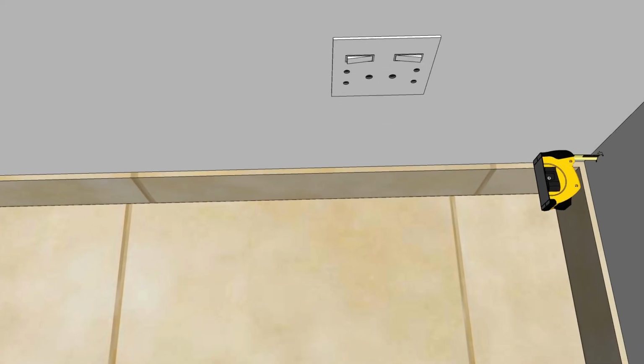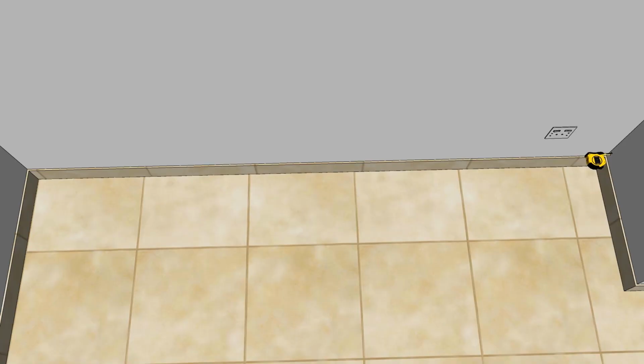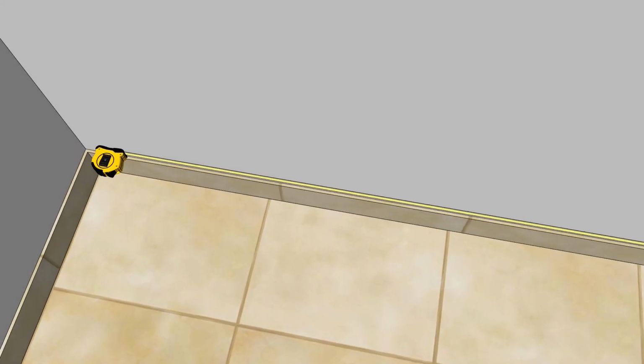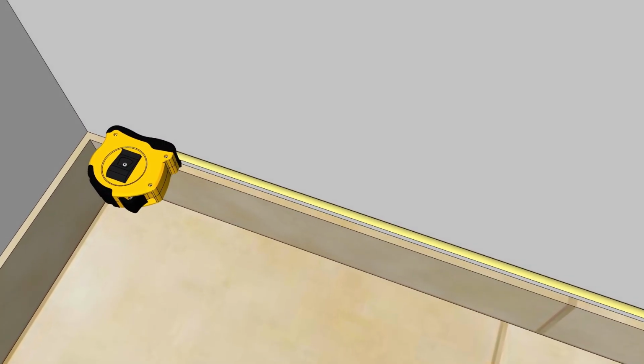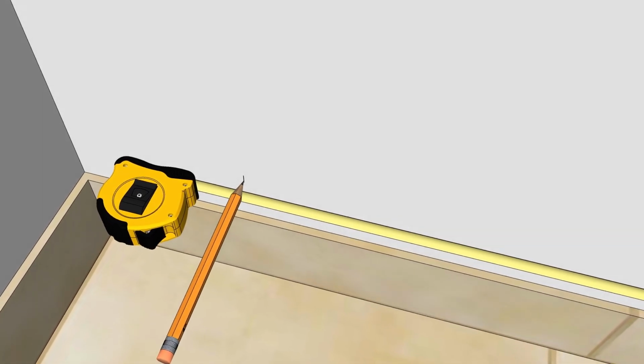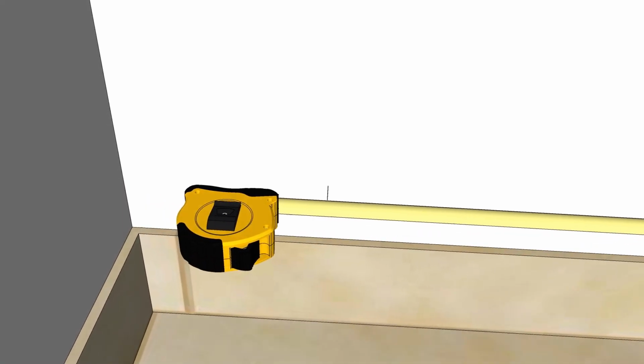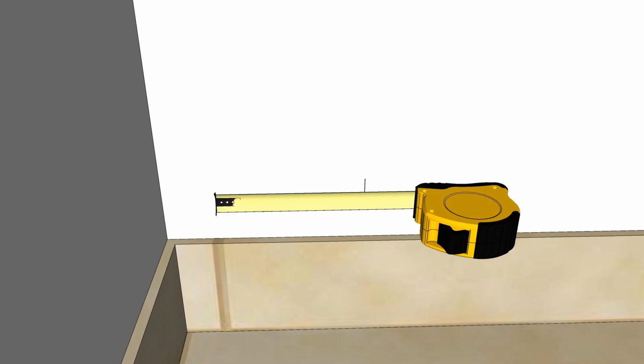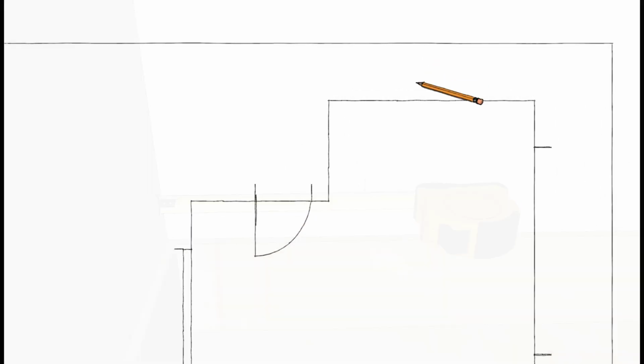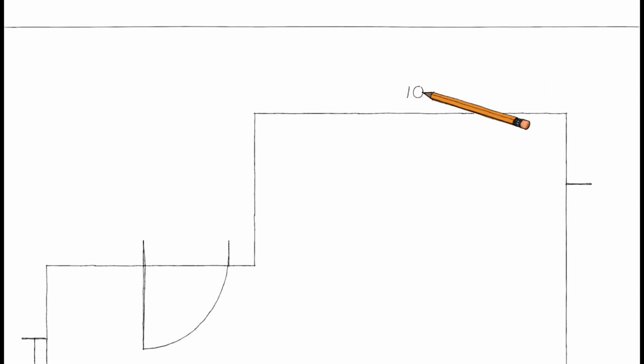In this example, we're measuring between two inside corners. The best method is to measure to a round number, mark that point on the wall, and then measure from the other corner to the mark. Add the two measurements together to get an accurate result. Write the measurement down next to the relevant wall on your line drawing.